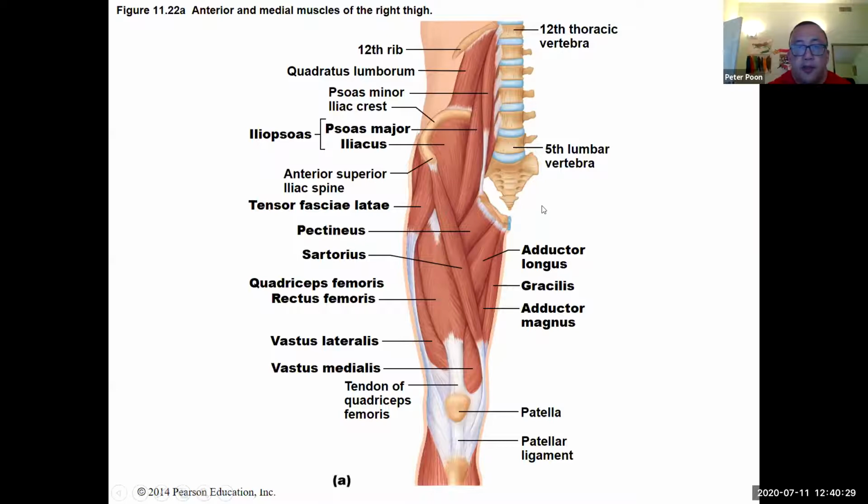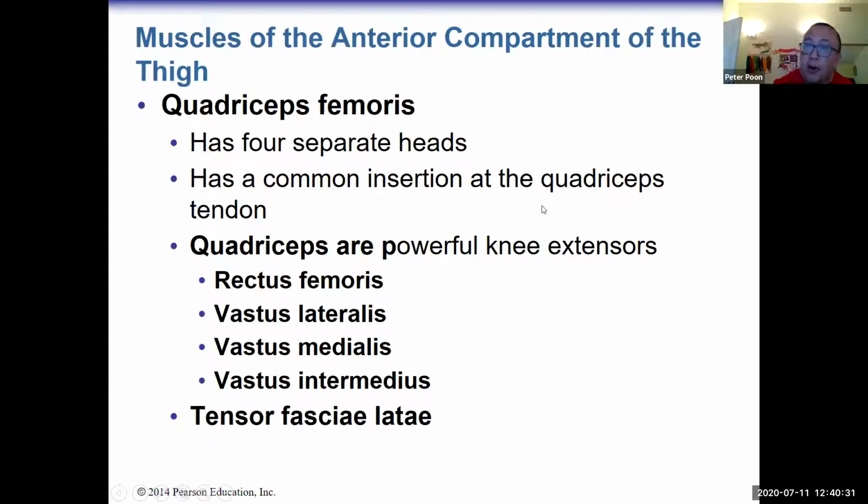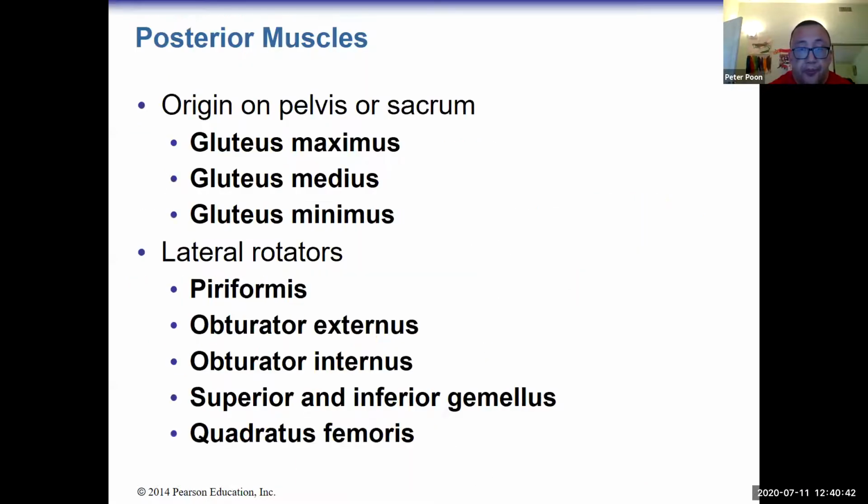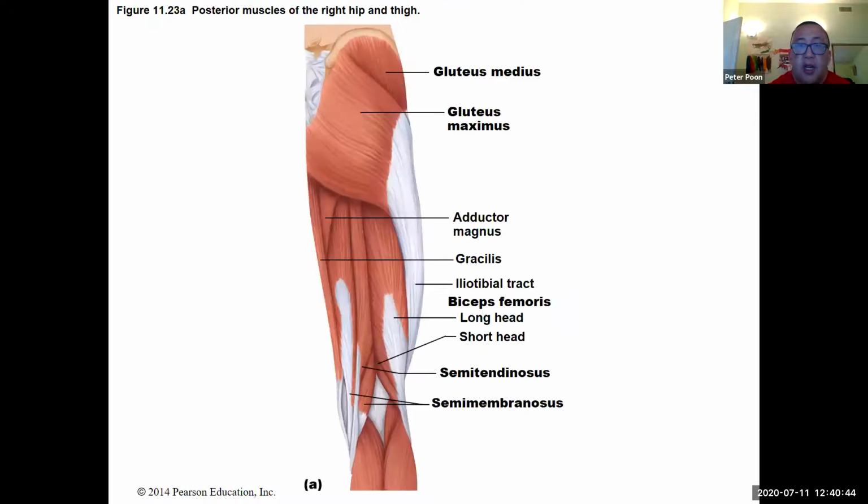Now about the opposite, which is extension of the hip. For extension of the hip, we'll have to use the muscles that are behind the hip. Behind the hip is going to be these guys right here: 1, 2, 3. Biceps femoris, semitendinosus, semimembranosus.